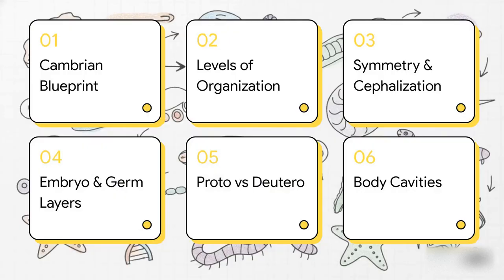Okay, let's dive into this roadmap for today. We're going to start by exploring the Cambrian blueprint, then trace how life builds complexity through levels of organization. From there, we'll look at the physical architecture of symmetry and cephalization before zooming way in on early development with embryology and germ layers. Then, we'll unpack the major evolutionary split between protostomes and deuterostomes and wrap it all up with the evolution of body cavities.